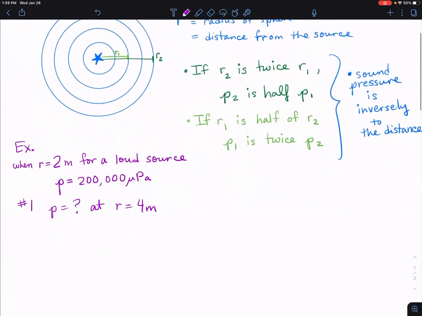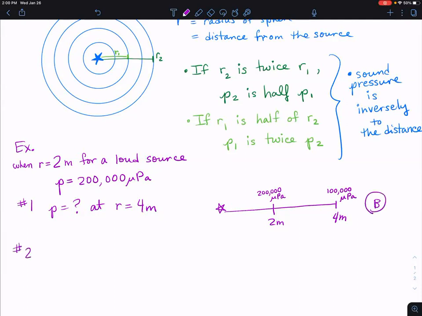Okay, so you can draw this same kind of picture. You can say, here's my loud source, and here's 4 meters and 2 meters. At 2 meters away, it is 200,000 micropascals. I double the distance I am away from the source. That means that the pressure will be half as much. So it's a factor of 2 because the distance changed by a factor of 2, but it has to be quieter because I'm farther away. All right, so it will be 100,000 micropascals, which is B.